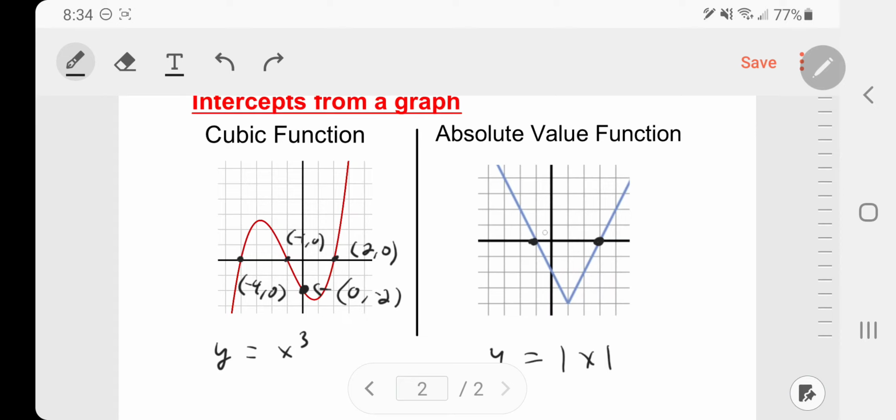So in absolute value, this one we have 2, so that's going to be 3, 0. That's one of my x-intercepts. I also have -1, 0. That's going to be my other x-intercept right there. We also have a y-intercept. So that's going to be 0, -2.